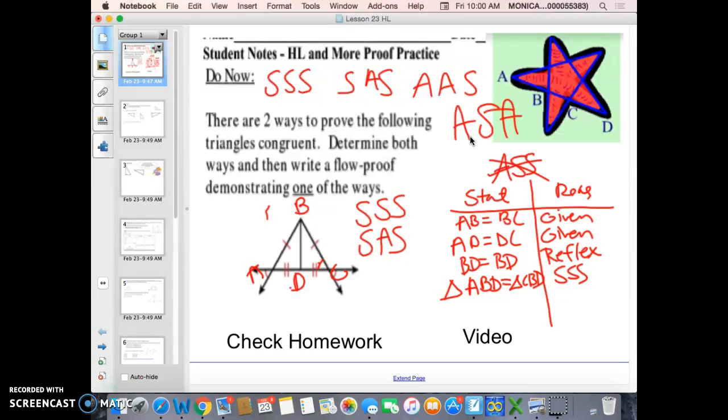Okay, hopefully at this point you can do that on your own. If you want to check your homework, the answer should be written on the homework board on the side. Check to make sure you got everything correct. If you have any questions, let me know.